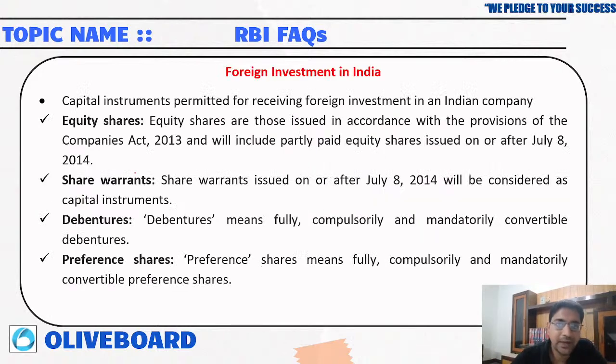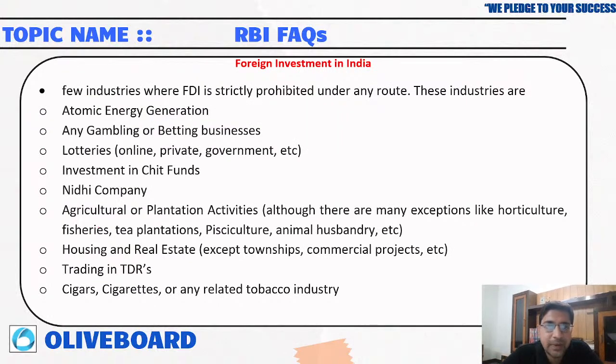Two types there. Then some capital instruments are permitted for receiving foreign investment in India. One is equity share, second is share warrant, third is debentures, and fourth is preference share. Foreign investment is prohibited under any route for these sectors: atomic energy, gambling, betting, lotteries, chit funds, nidhi companies, agriculture, plantation activities, housing and real estate, trading in TDRs, and cigars, cigarettes and all these things.